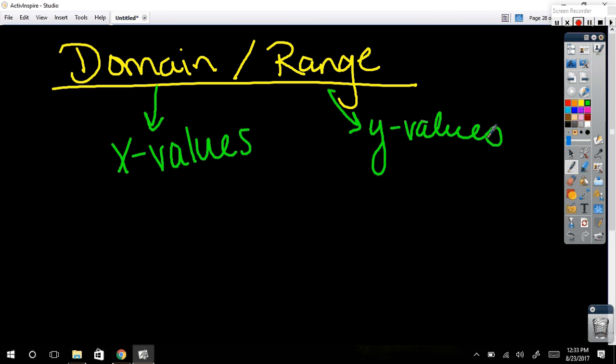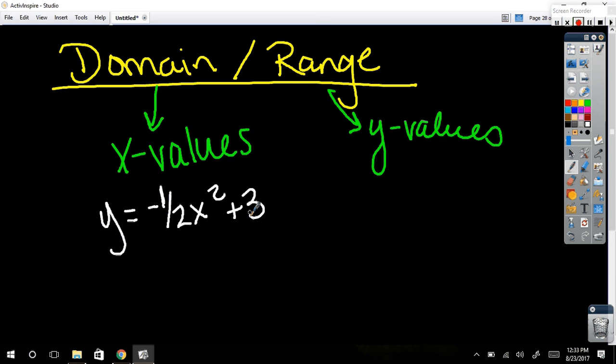But that's really how I want you to think about domain right now. When you look at the equation, for instance, if we look at the one we did on warm-ups, is there any number that you cannot put in for x? Can you put any number you want in for x? Yes, sure you can.